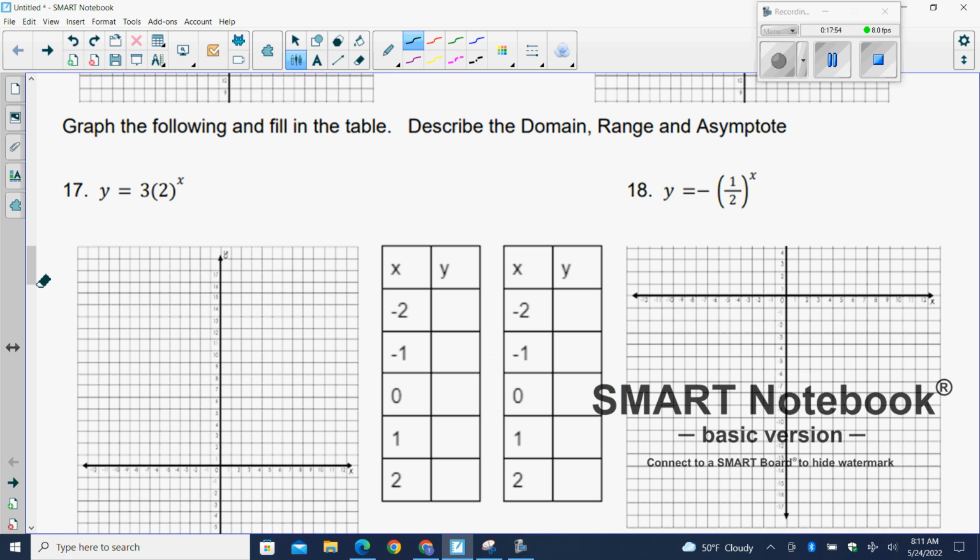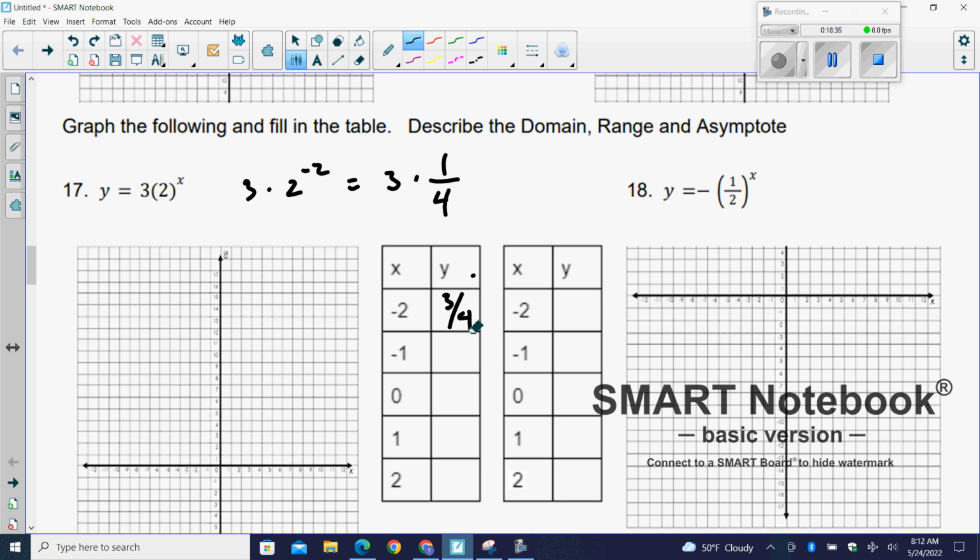All right, next concept. We should be able to graph an exponential. We should be able to state the domain, the range, and the asymptotes. Okay? So first thing I'm going to do is fill out my table. When x is negative 2, I have 3 times 2 raised to the negative 2 power. If you want to grab a calculator and type that in, you can, but we can also do this fairly easily in our head. 2 to the negative 2nd power means 1 over 2 squared, which is 1 over 4. 3 times 1 over 4 is 3 over 4.